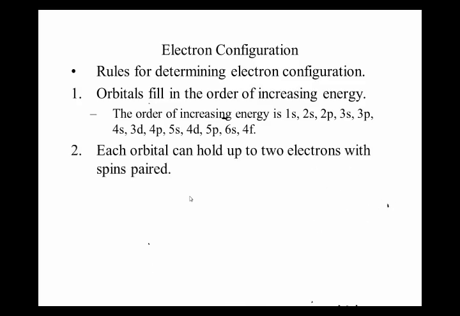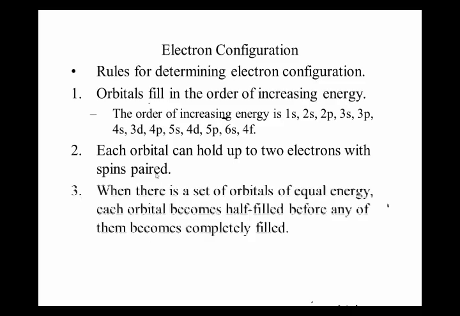So, fill in order. You can use this order for now, and I'll actually explain this, just give me a second. Each orbital can hold up to 2 with spins paired, so we draw them paired. And then when you have a set of orbitals of equal energy that are degenerate, each orbital becomes half filled before any of them become completely filled. That's what I'm referring to when you have 3 orbitals. You go 1, 2, 3, and then you pair up.